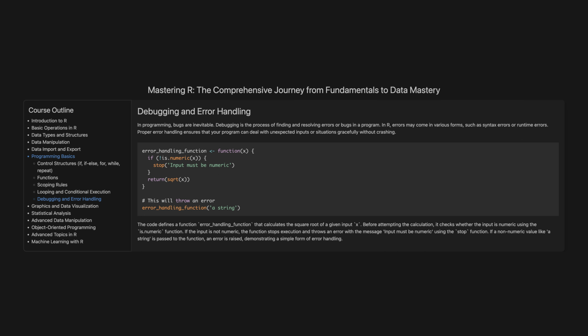The code defines a function, error handling function, that calculates the square root of a given input x. Before attempting the calculation, it checks whether the input is numeric using the is.numeric function. If the input is not numeric, the function stops execution and throws an error with the message, "input must be numeric," using the stop function. If a non-numeric value like a string is passed to the function, an error is raised, demonstrating a simple form of error handling.